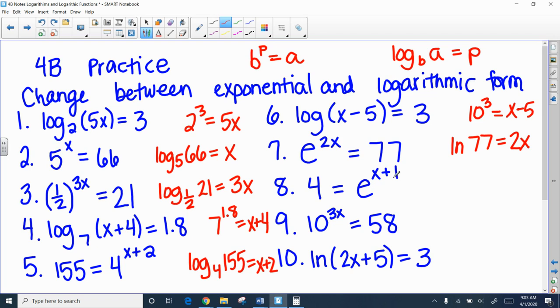Number 8 is also exponential. Notice it's just in a different order. The base and the exponent are on this side, but the base is still e. So this one would be natural log of 4 equals x plus 1.